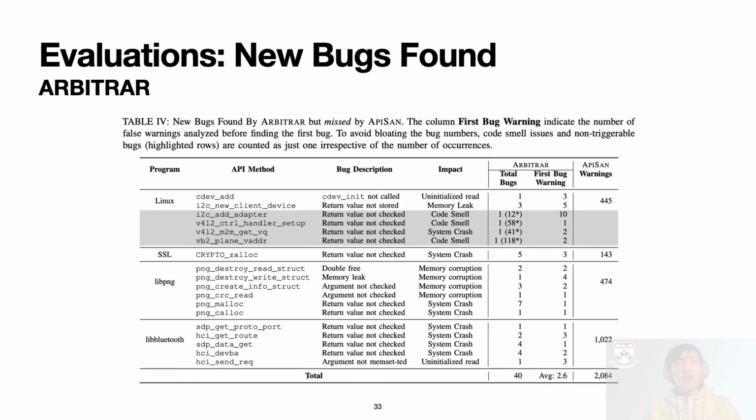Then we applied our tool to Linux kernel 5.7, OpenSSL, libpng, libbluetooth, and many of their dependent packages. We found 40 bugs in total, and on average, we find the first bug with only 3 rounds of interactions per API method.